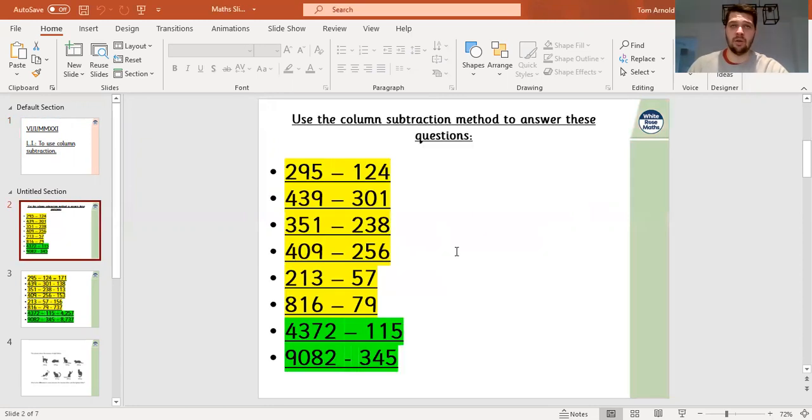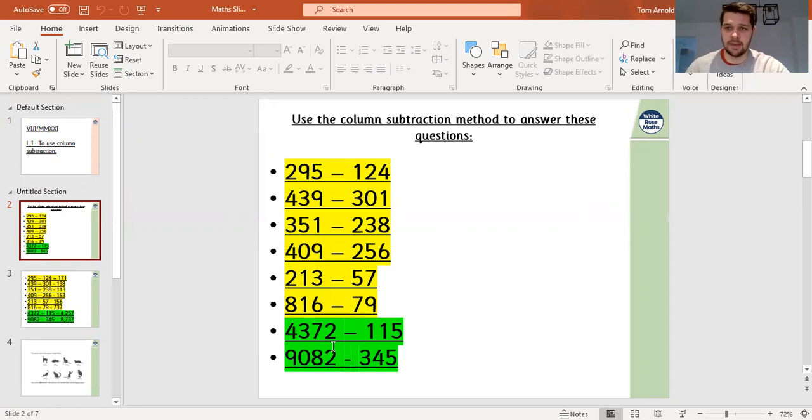So we've got our LI to use column subtraction. And here is your first set of questions. They do get progressively harder. You don't need to exchange to begin with, but you will need to exchange at least once as you go on. So pause this slide now. Try your best to answer the questions. Go back to the examples if you need to. Don't forget your carrying and your exchanging. Really think about what that means when you just cross off a number. What does that actually mean?